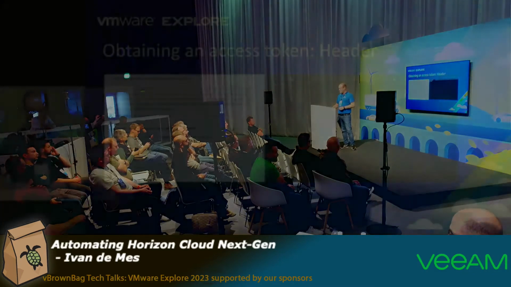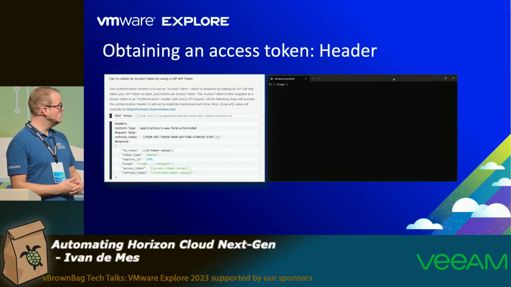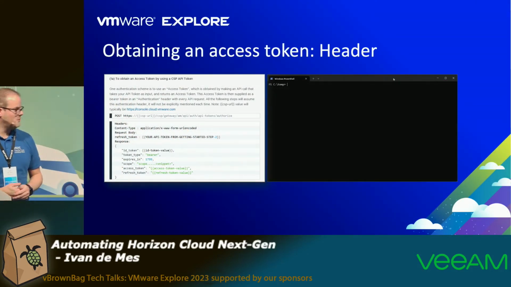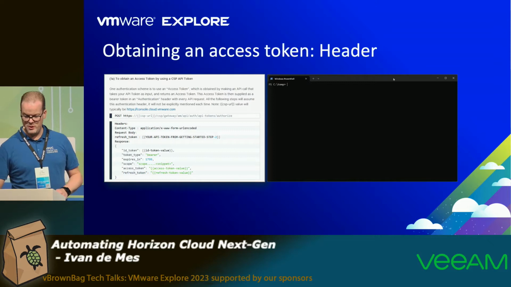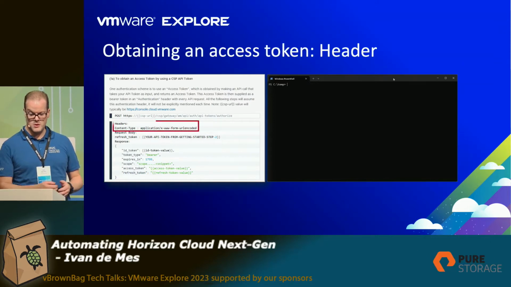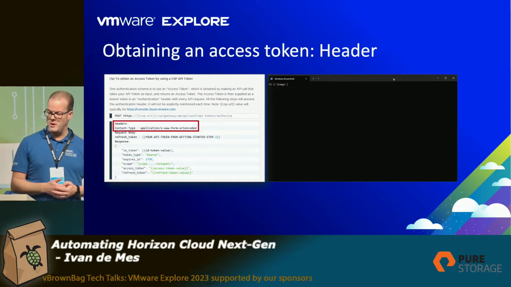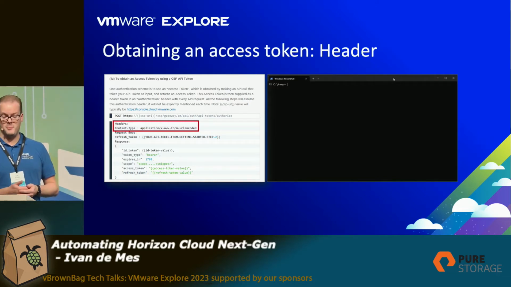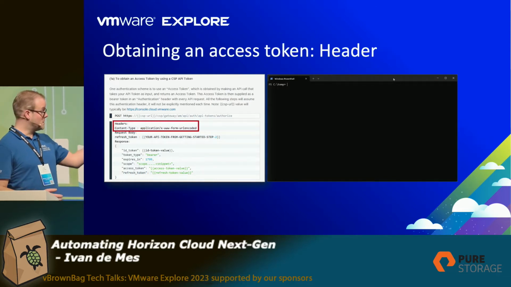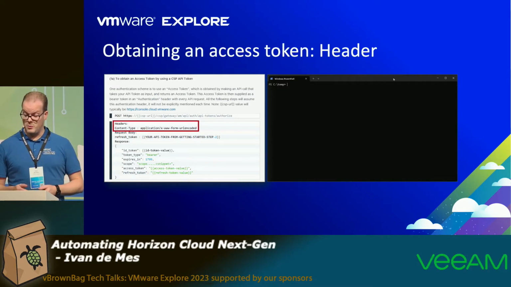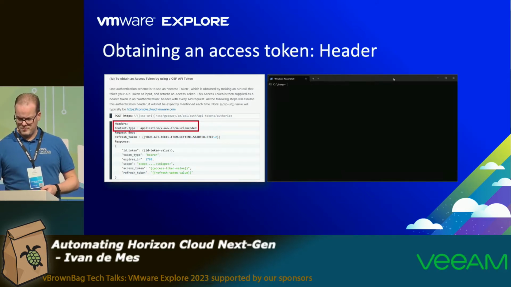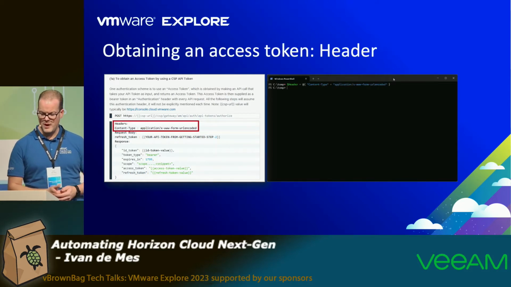So to obtain an access token, and I hope that it is a bit viewable, maybe it's a little bit small, what we need to do is construct a header, and the header has to be of a certain content type, which is specified in the documentation as well. So we construct that header with PowerShell, and that's the first step.